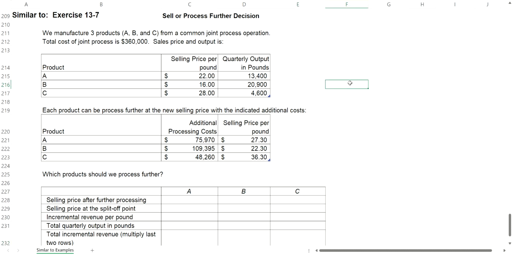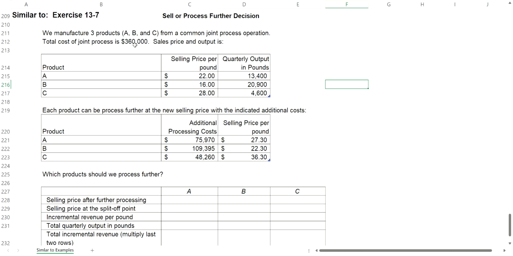Hello, this is Connie Belden, and in this video we'll continue on with decision making and look at a different type of decision: sell or process it further. Let's assume we manufacture three products: product A, product B, and product C. They come from a common joint process to make them.